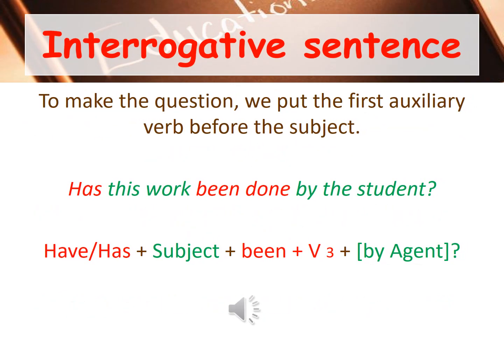Interrogative sentence. To make a question, we put the first auxiliary verb before the subject. For example, has this work been done by the student? Here we see the structure: have or has plus subject plus been plus past participle plus by and agent.